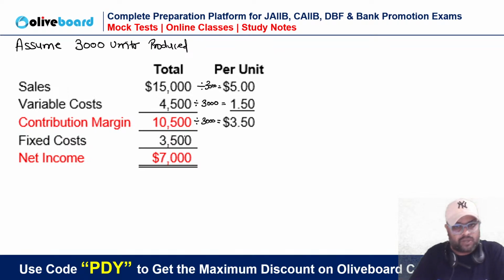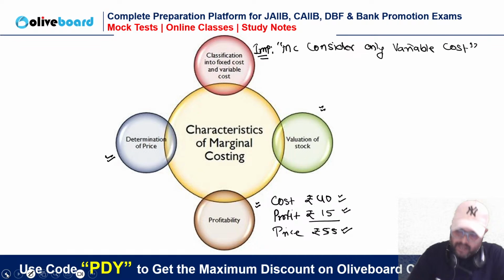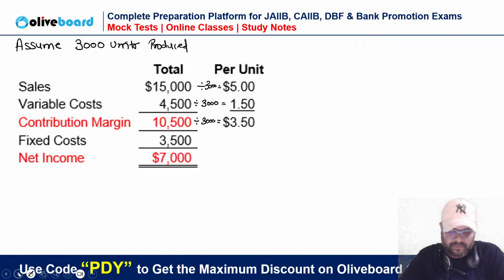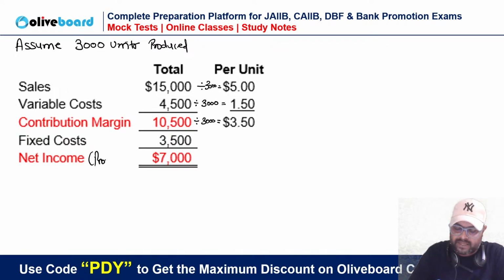Then there is a fixed cost. See why I am not dividing the 3,500 fixed cost by the 3,000? Why am I not calculating the value here? Because marginal cost was saying to consider only variable cost and ignore fixed cost. That's why we are doing this. Now, by making this particular income statement, we have the net income. We call the net income a net profit also.